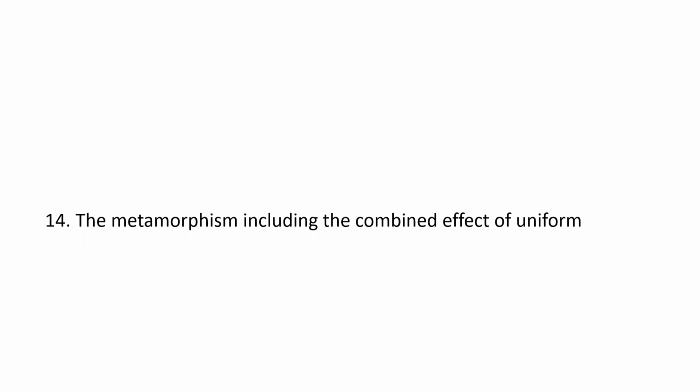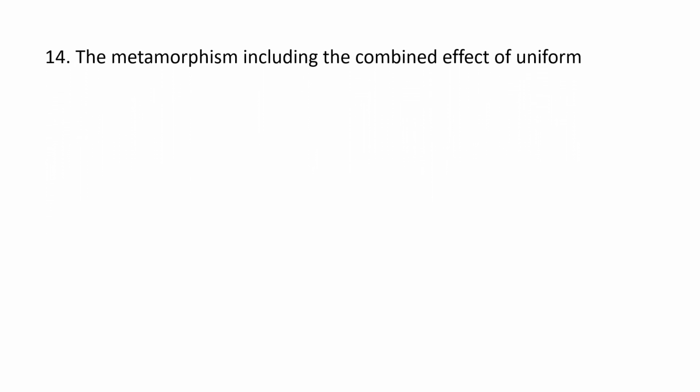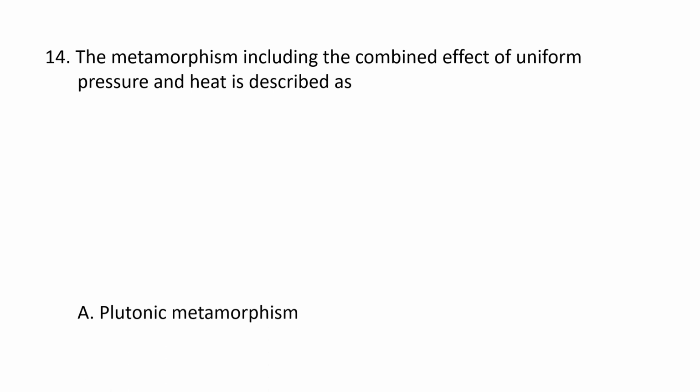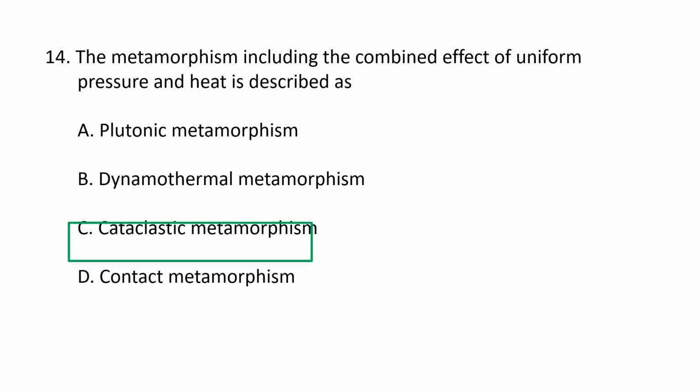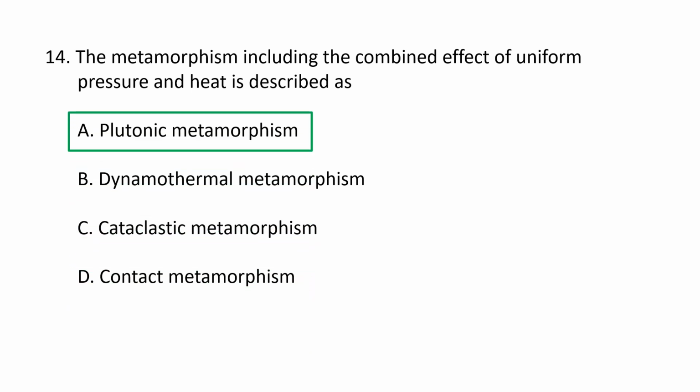Next question. The metamorphism including the combined effect of uniform pressure and heat is described as A. plutonic metamorphism, B. dynamothermal metamorphism, C. cataclastic metamorphism, and D. contact metamorphism. So it is described as plutonic metamorphism. By plutonic metamorphism, it is meant that the changes are produced in the rocks by great heat and uniform pressure, and these changes necessarily take place in the catazone according to Grubenmann, at depths where the directed pressure becomes less and less pronounced, and finally becomes a practically negligible factor in the metamorphism. So the correct option is A.